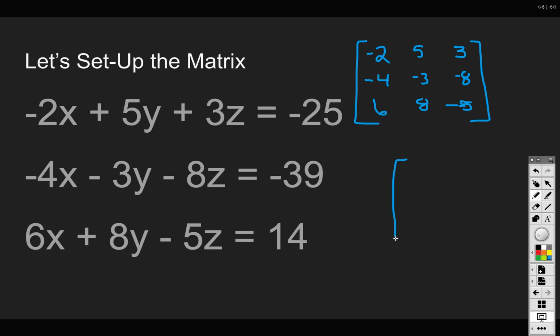And then our B is going to be -25, -39, and 14.